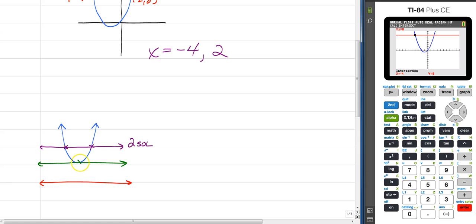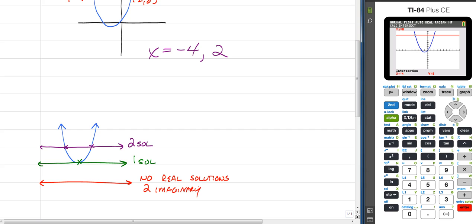If your graph only has 1 intersection, like this green line here, you would have 1 solution. And then the red line doesn't intersect the parabola at all. So you would have no real solutions, but you would have 2 imaginary. Now, like I said, we're going to save imaginary solutions for another video, but that'll get you through this.